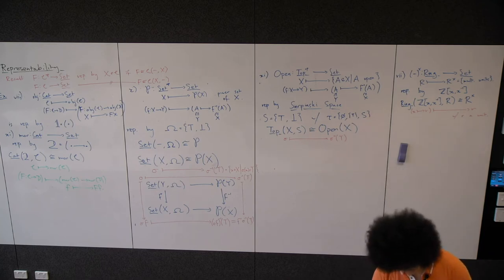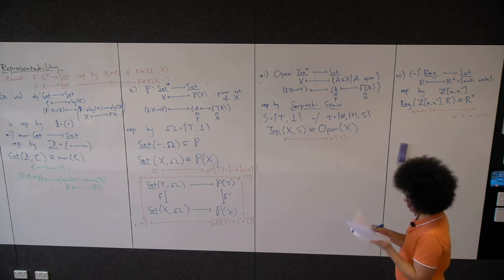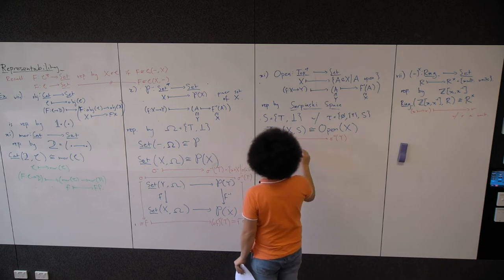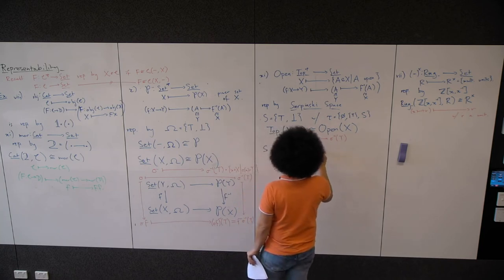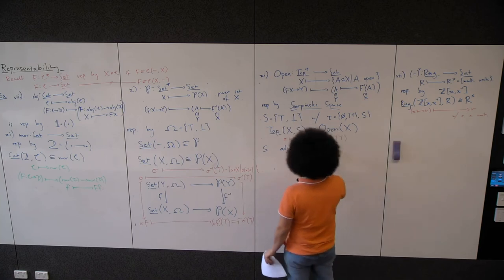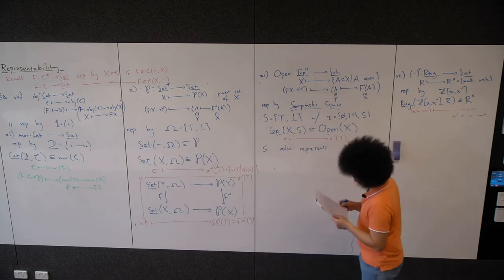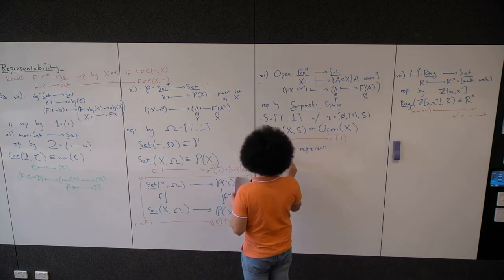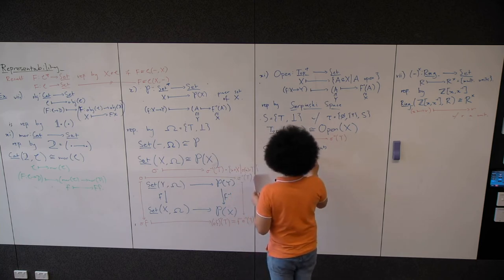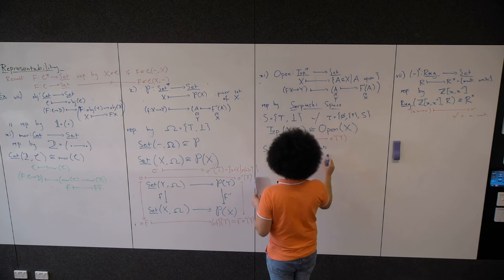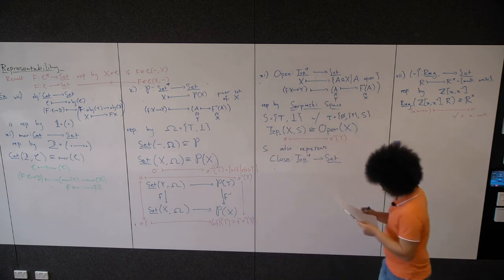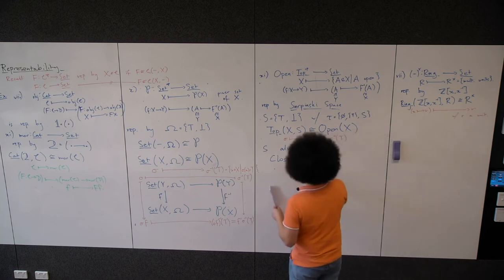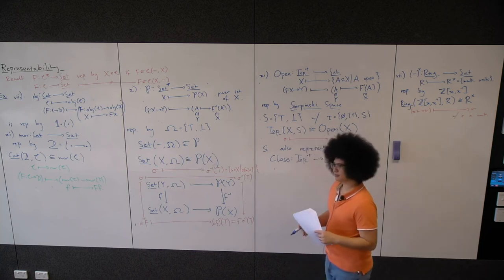All right, but in fact, surprise, S also represents the functor which I will call close, also from Top^op to Set.